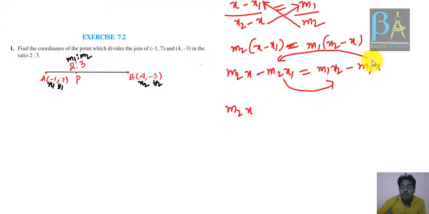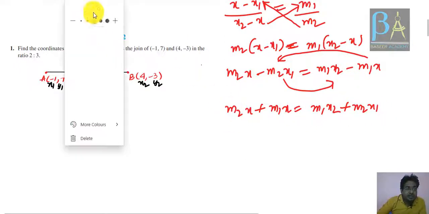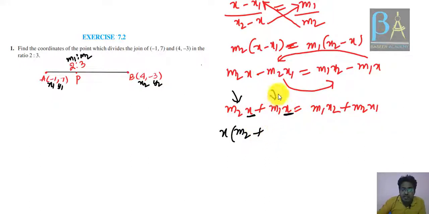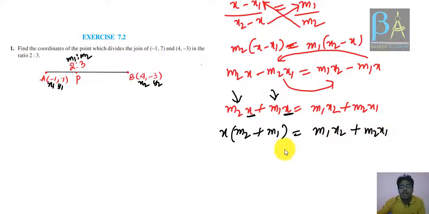m2x minus m1x, if I take it to the left hand side, it becomes plus m1x. And then minus m2x1, if I take it to the right hand side, it becomes plus m2x1. So now you can see for yourself, on the left hand side of the equation I have two terms, and in both the terms I have x common. So let me take x common. If I remove x from the first term, I am left with m2, and if I remove x from the second term, I am left with m1 here. The right hand side I'm going to write as it is, m1 x2 plus m2 x1.